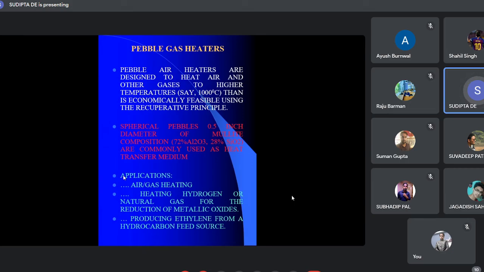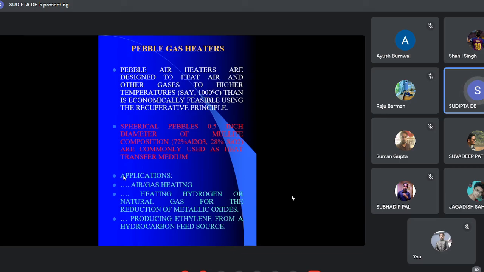That time it is a British book and the mention was in inch. You can convert it into centimeter, millimeter also. Mullite composition, we call it, as it was. Aluminum oxide 70%, a 70-30 ratio. Aluminum oxide and silicon oxide together make a mullite composition. And these two together, the mullite composition is quite good for the corresponding high heat capacity requirement. The applications are air gas heating, hydrogen or natural gas heating for the reduction of metallic oxides. These are the chemical processes for which such heating may also be required.